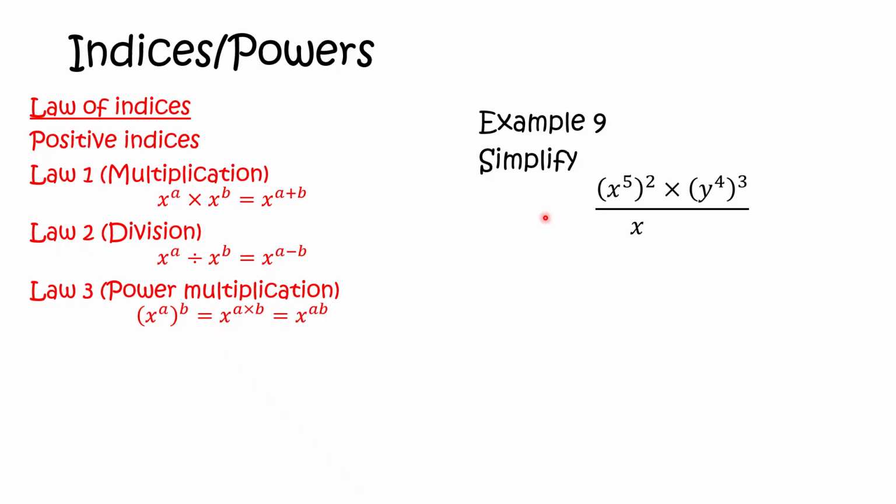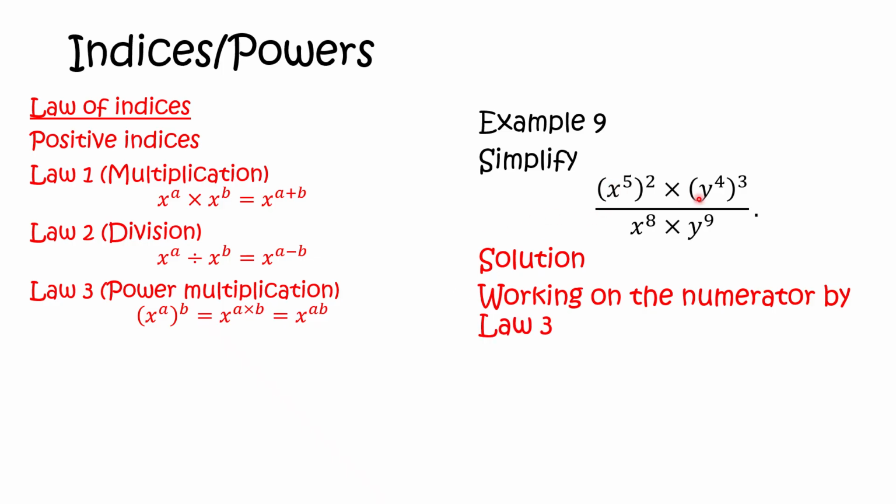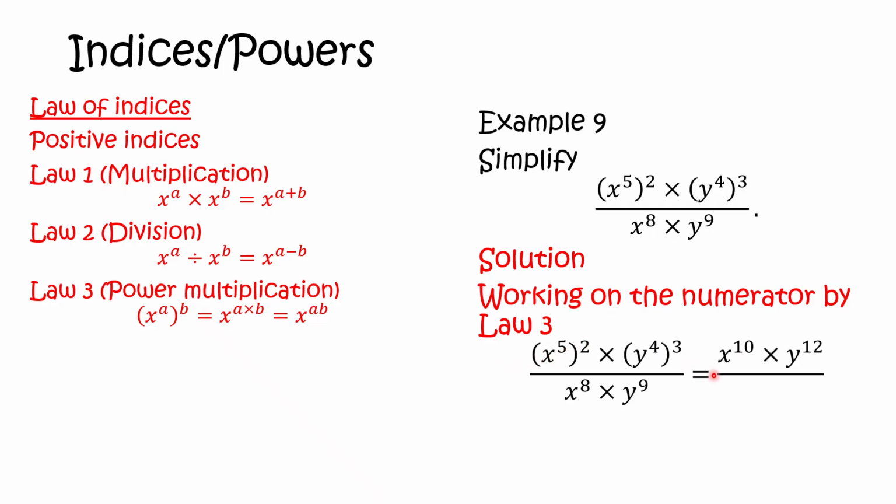Example 9. So we are meant to simplify a fraction of this nature. And take note, we don't have the same basis throughout. So we may need to separate according to the bases. Now, working on the numerator by law 3, what we would have is that, and then since we have the powers outside the brackets or the parentheses, we multiply the powers that are inside, so that we have x to the 10 times y to the 12, and the denominator remains the same.